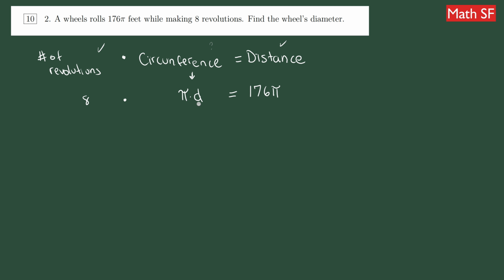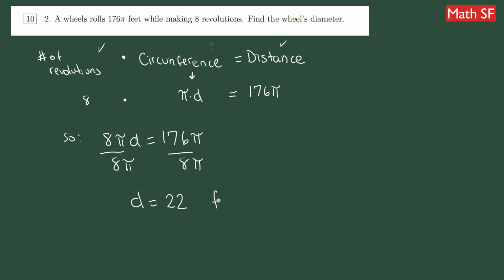So we can easily find d here. We're going to divide each side by 8 pi. I'm going to rewrite my formula. So we have 8 pi d equal to 176 pi. Divide each side by 8 pi. And after we do this, the diameter is equal to 22. And what units are we talking about? Feet. So 22 feet should be your final answer for problem number 2.